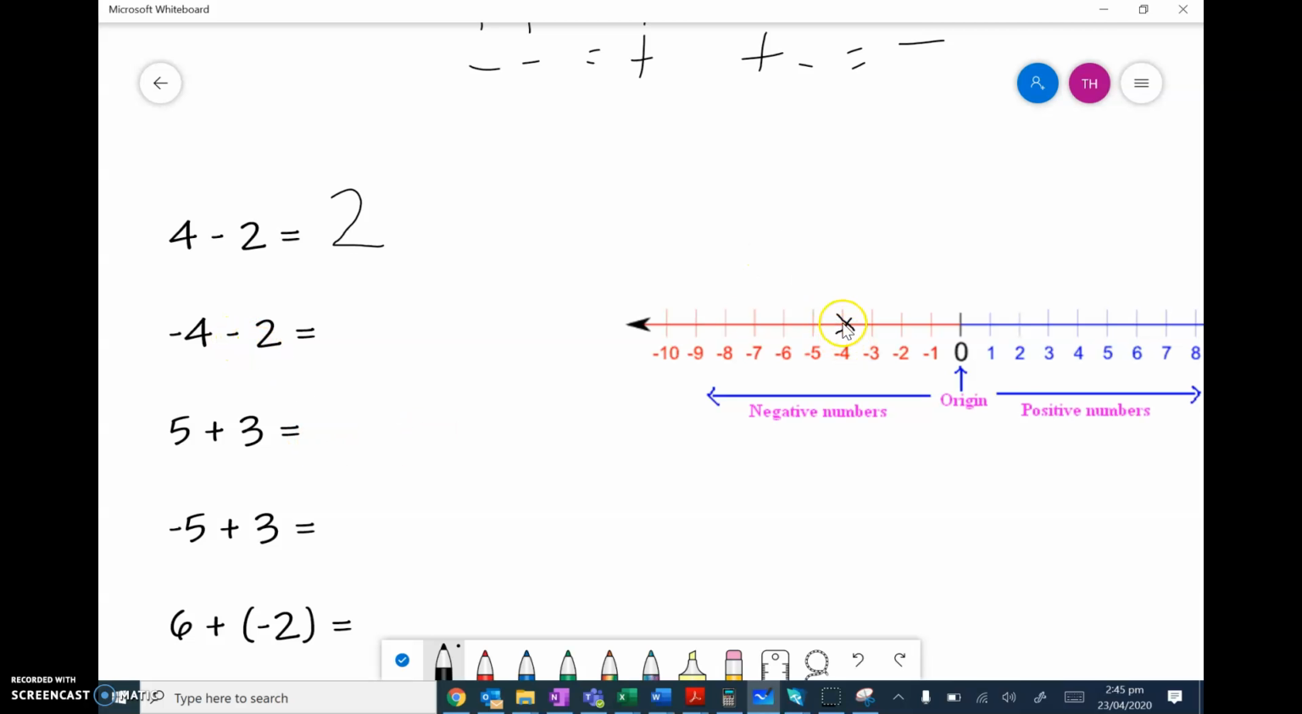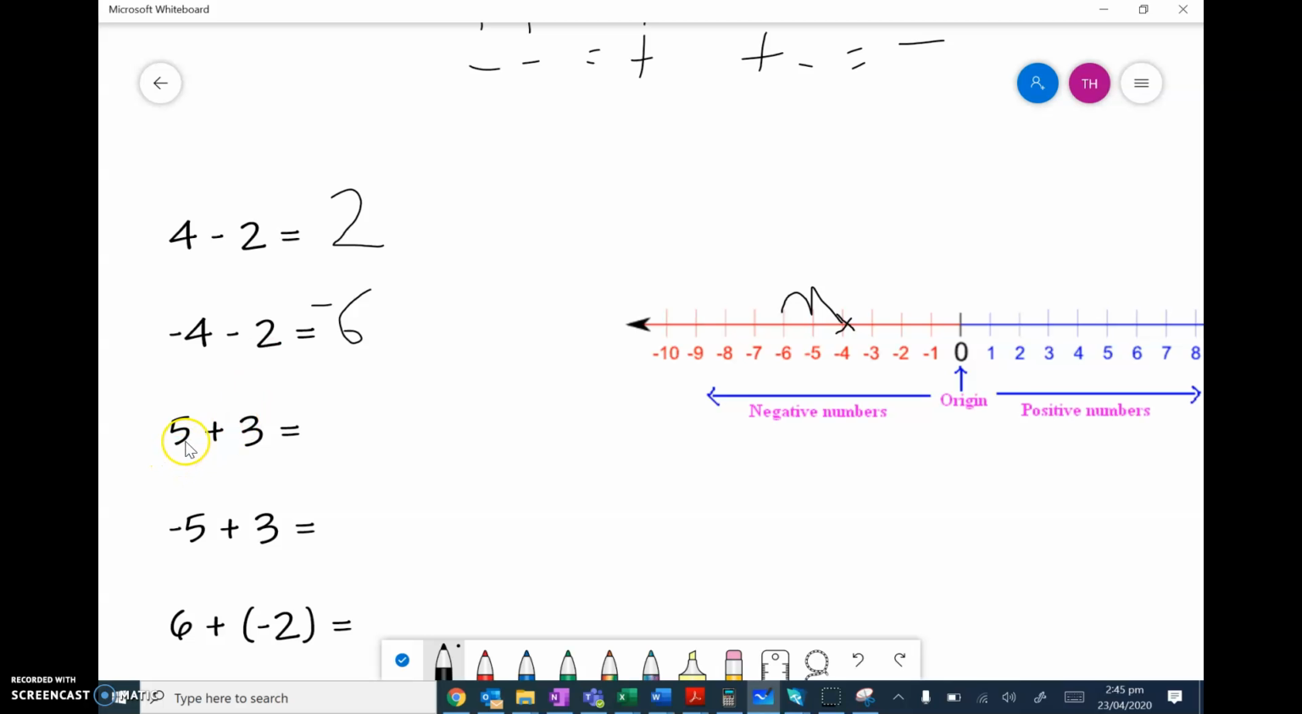If I go down by 2, I end up at -6. So the answer to this one is -6. It's not +6. Just because this is a negative and this is a negative does not mean it's +6. Start at -4 and I go down by 2.